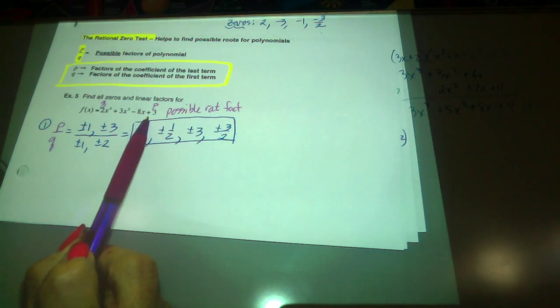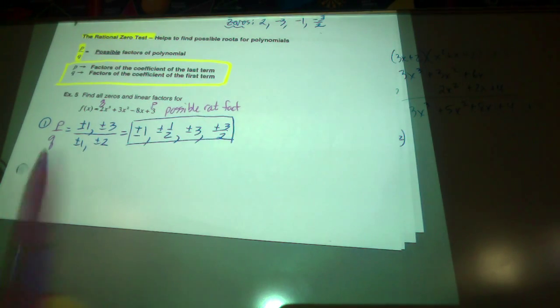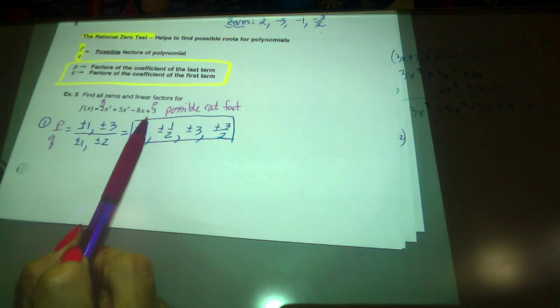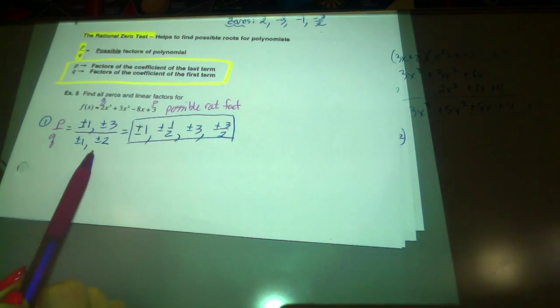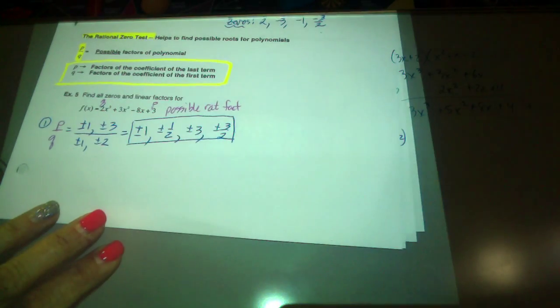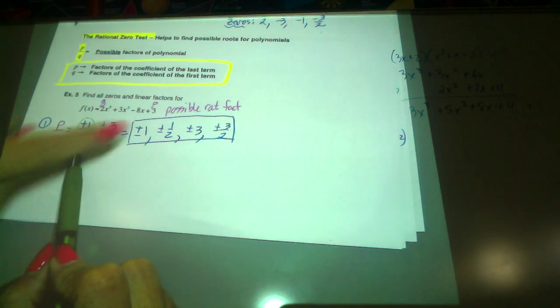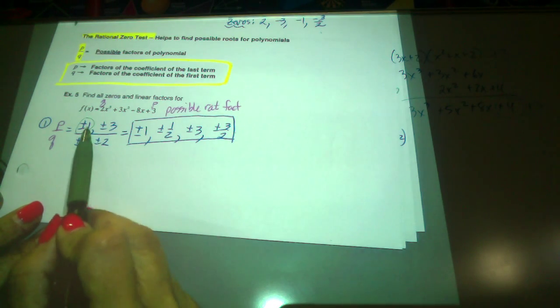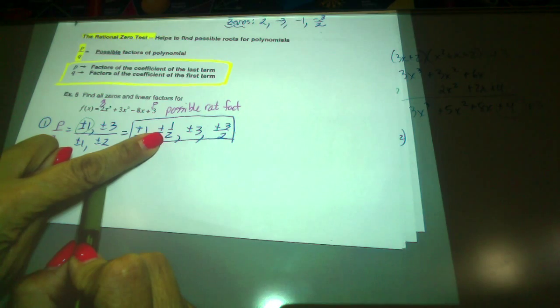Here's your last term. Here's your first term. You divide 3 by 2. You have to know how to factor 3. The only things that divide 3 are 1 and 3, and for 2, 1 and 2. Then all I did was I took 1 and I put it over 1. That reduced to 1. I took 1 and I put it over 2. It doesn't reduce, so it becomes 1/2.